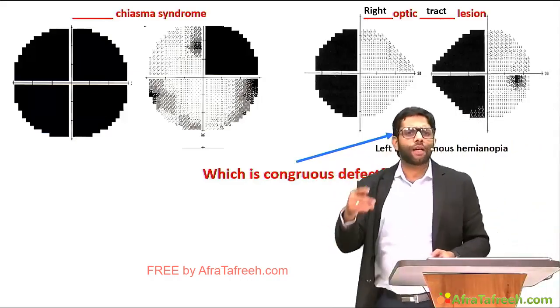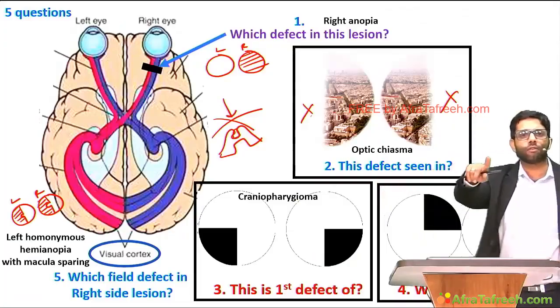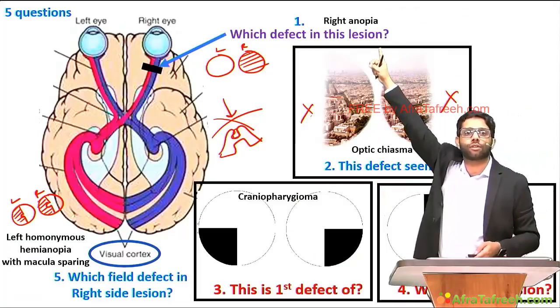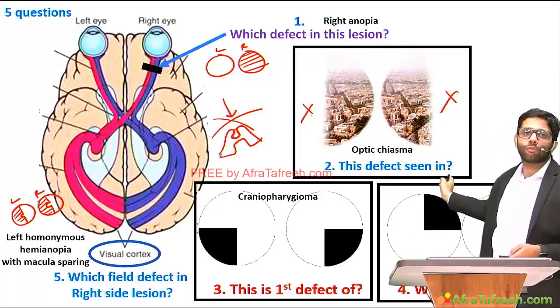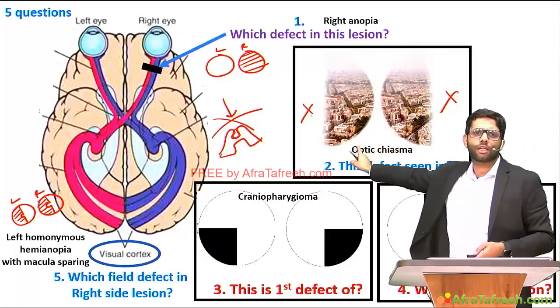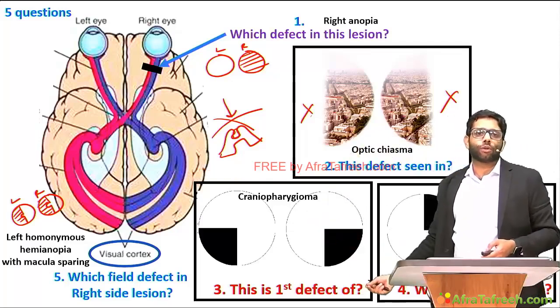So visual field defect can be unilateral or bilateral. Unilateral, where is it unilateral? At your level, unilateral is only optic nerve lesion. Rest are bilateral. Then homonymous versus heteronymous. Heteronymous is only one, optic chiasma. Examples of optic chiasma lesions: craniopharyngioma, pituitary tumor.